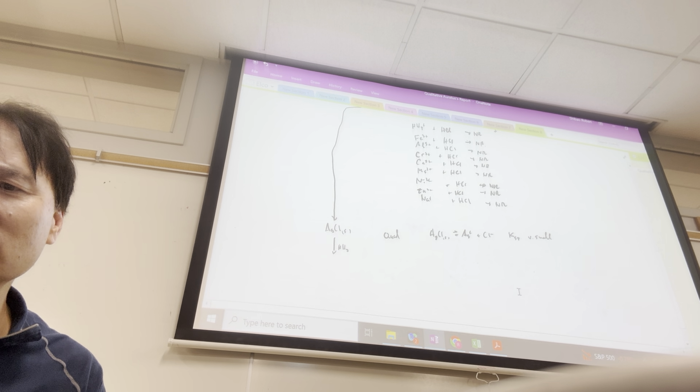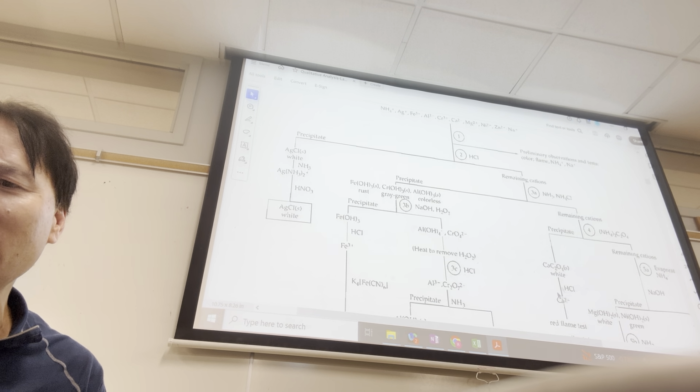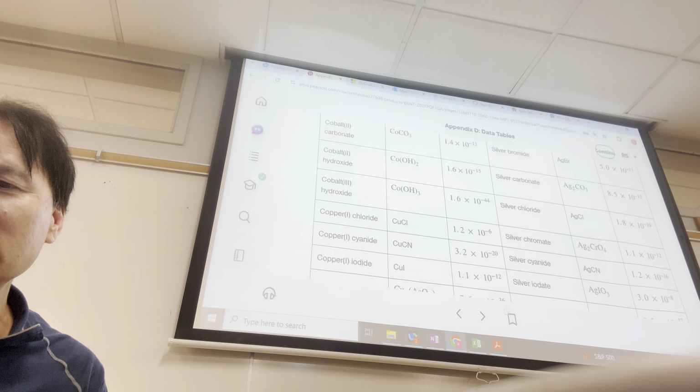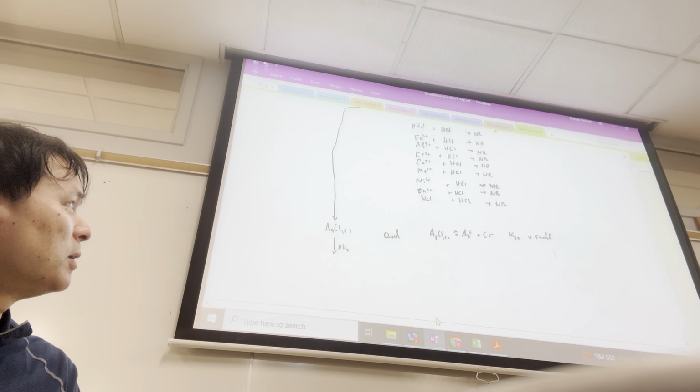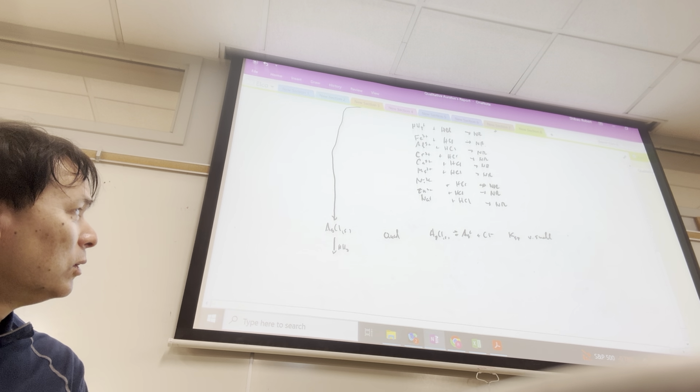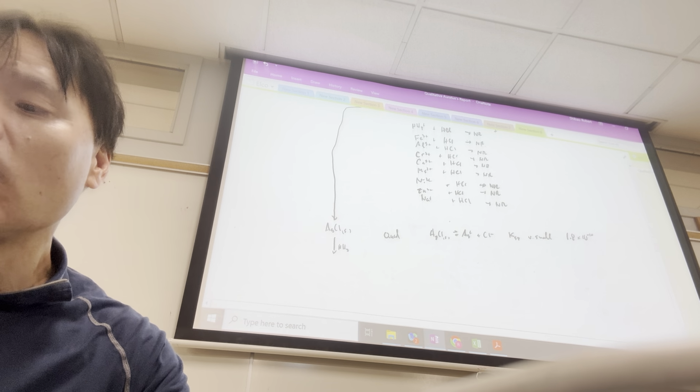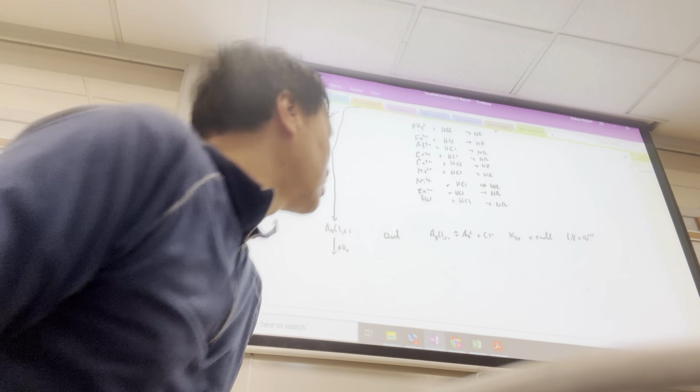In fact, let's look at the number here. It's 1.8 times 10 to the minus 10 there. And so that's quite small. 1.8 times 10 to the minus 10. And how can I get it to dissolve more? You know, because its solubility is quite low.